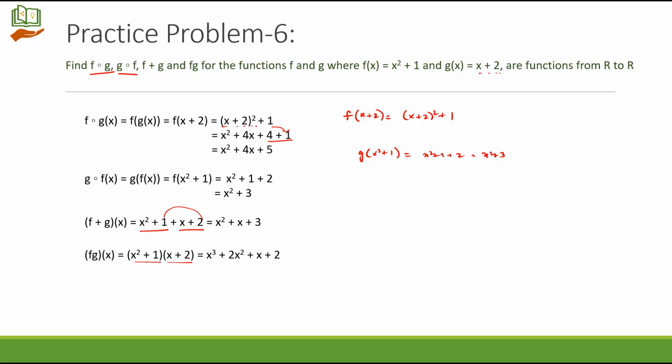X square into x will give you x cube. X square into 2 will give you 2x square. X into 1 will give you x, and 1 into 2 will give you 2. So this is the final answer. So this is how we will be working with two functions and the composition of functions.